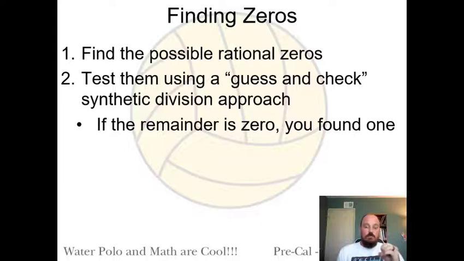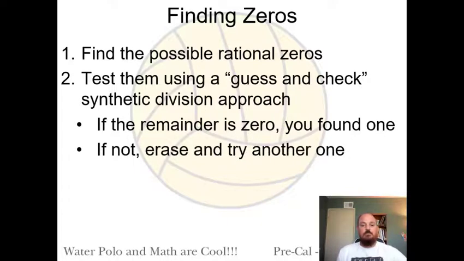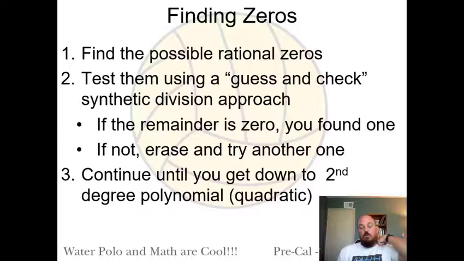If you get a 0 for the remainder, then you found one of the solutions and also one of the factors. Now if you don't get a 0, if you get any other number for the remainder, what that means is the number that you are checking is not a 0, not a solution. Throw it out and test another one. Now our goal is to get down to a quadratic, a second degree polynomial, because we already know how to factor those or how to solve those using quadratic formula.